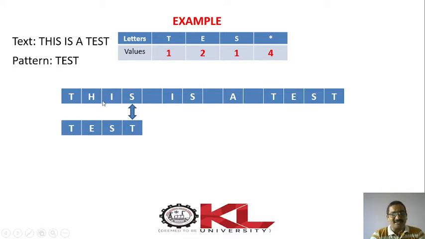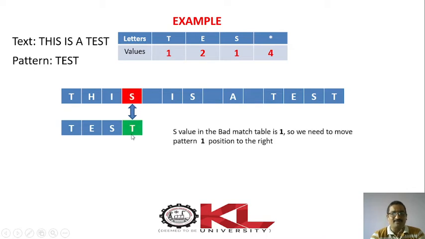As I told you earlier in the theory, the pattern characters are matched against the text characters from the tail end, not from the head, from the tail end. You need to compare these two characters. This is the beauty of the Boyer-Moore algorithm. You compare these two characters. If these two are not matched, what will happen?